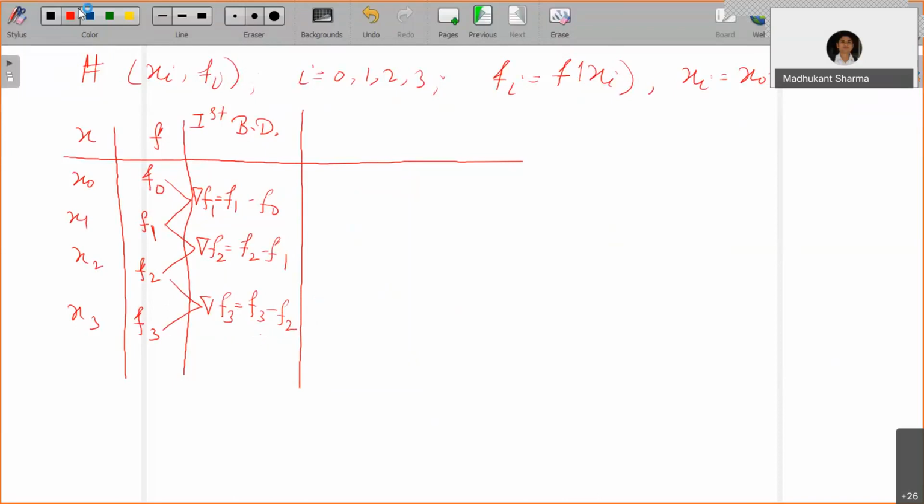And if you recall from the forward difference table, this is nothing but the forward difference of f naught. The second one is the forward difference of f1, and this is the forward difference of f2.